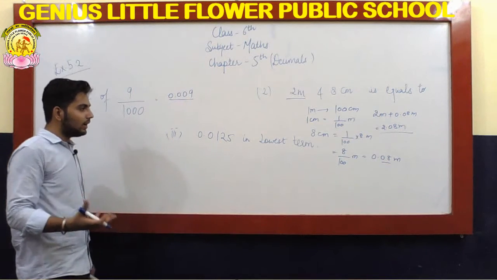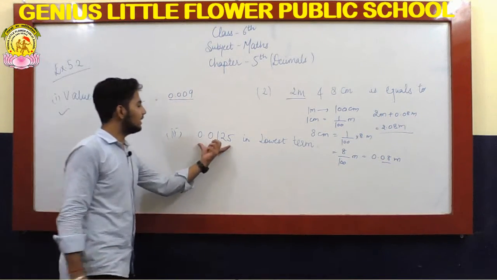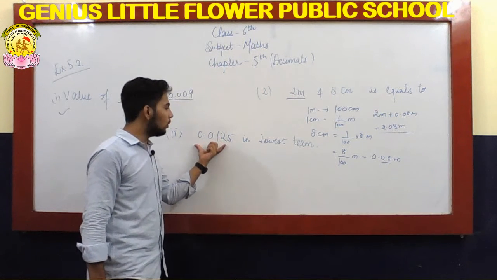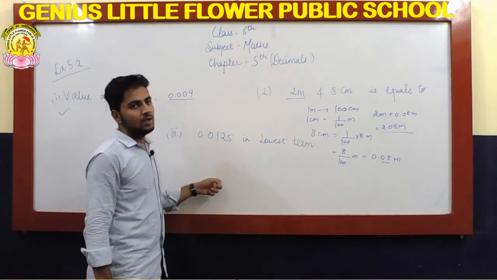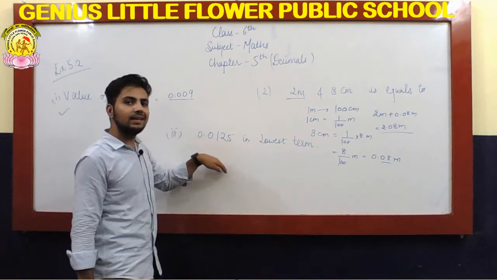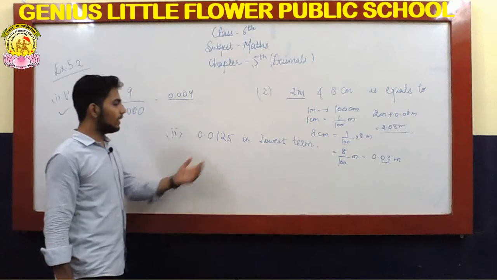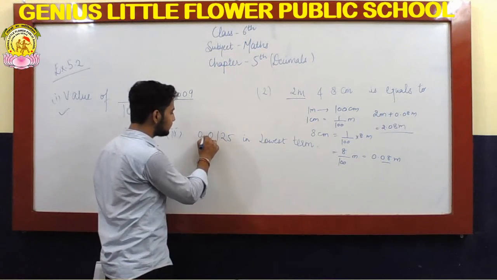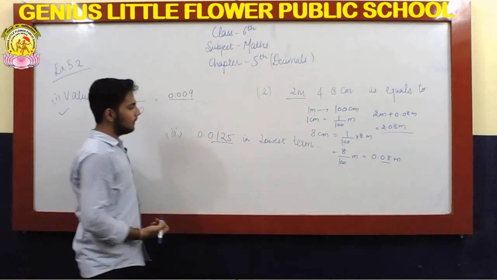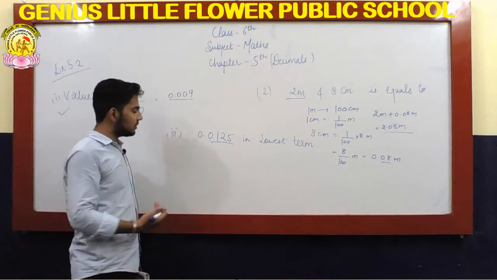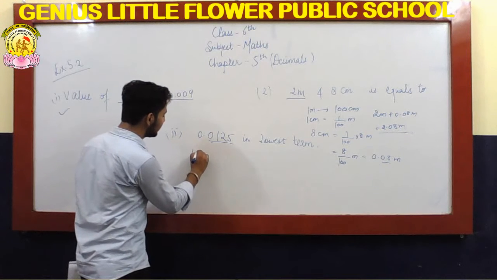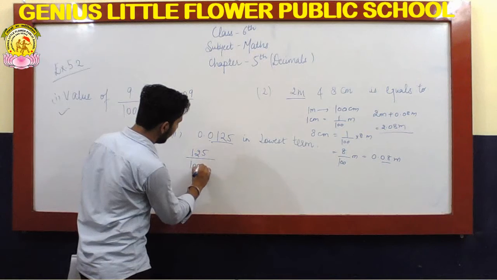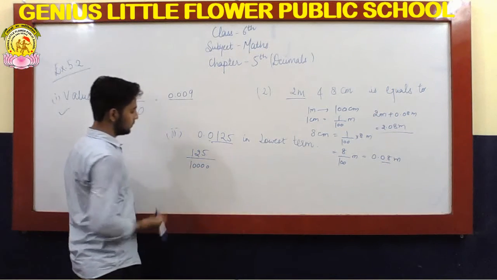Now in the next part, you are given a decimal number. You have to convert it into a fraction in the lowest term. So first we will convert it into a fraction and then into the lowest term. Just look, there are 4 digits after the decimal point, so we place 4 zeros in the denominator. So what is the exact fraction you will have? You have 125 in the numerator and in the denominator you have 10,000.